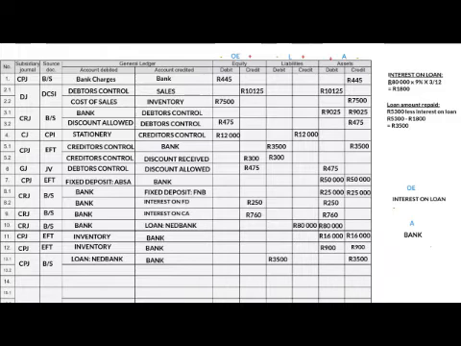So let's put this transaction onto our worksheet. The account debited is interest on loan. The account credited is bank. Owner's equity has a negative effect of 1,800 Rand. And our bank has a negative effect of 1,800 Rand.